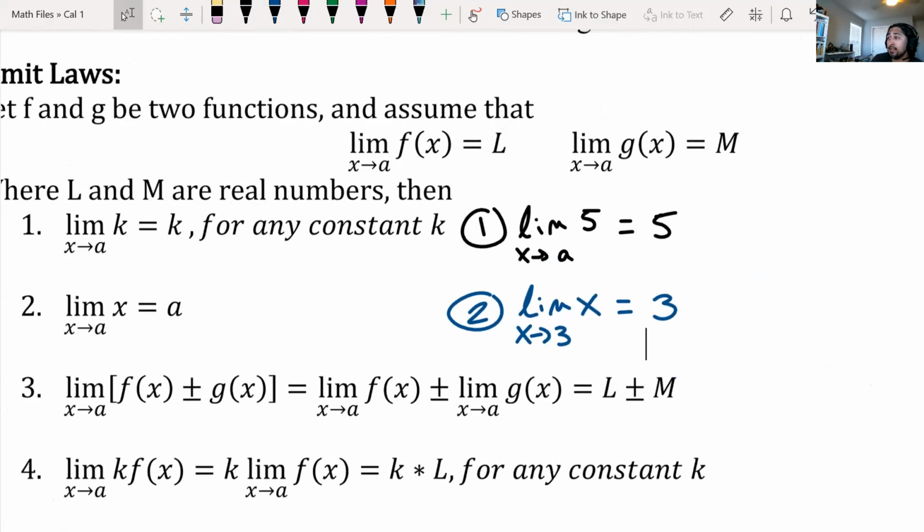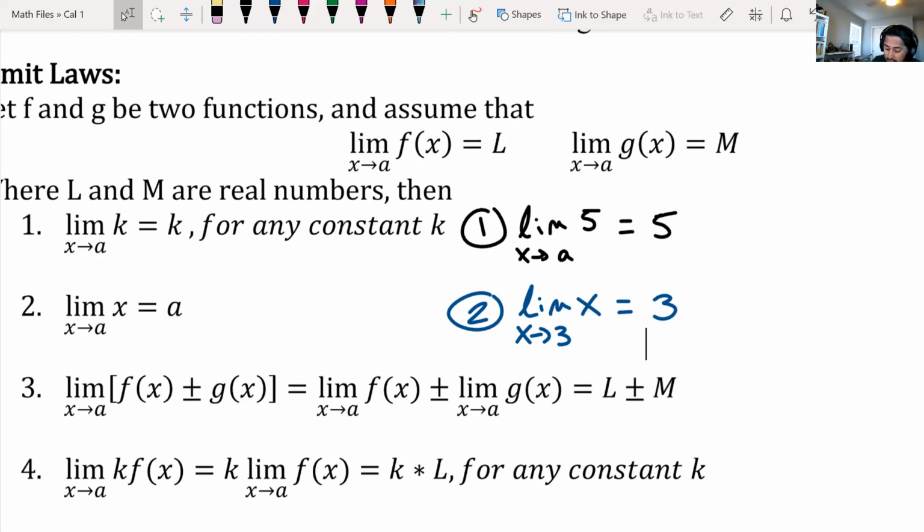Number 3. This says the limit as x approaches a of f of x plus or minus g of x can be split into the limit of f of x plus or minus the limit of g of x. So what we're saying here is that the limit can be applied to multiple terms connected by addition or subtraction. For this property, you had 2 terms inside, which means we'll have 2 limits. If there's more than 2 terms, then you'll have more limits.